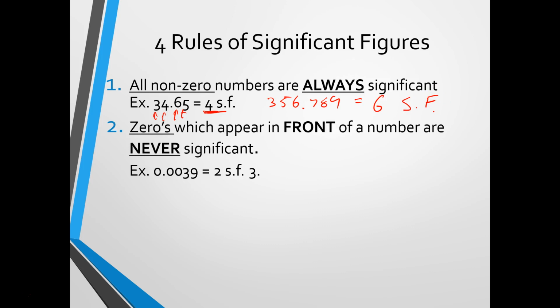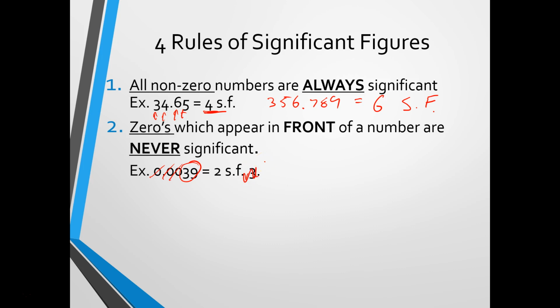The next rule is zeros which appear in front of a number are never significant. So if we have a whole bunch of zeros before we actually have a non-zero number, none of those zeros are significant. In this example here, we have 0.0039. Well, this zero is not significant, and this zero is not significant. The 3 and the 9 are the only significant figures. So in this case, we're going to have 2 significant figures.